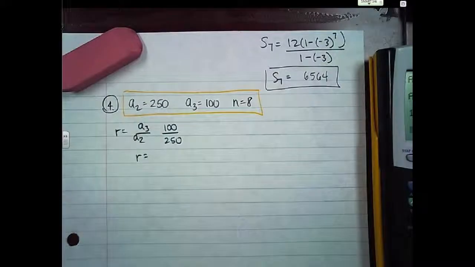I give you A2 is 250, A3 is 100, and N is 8. The directions are the same: find the sum of the eight terms. In order to use the summation formula, you need to find the first term, R, and N.